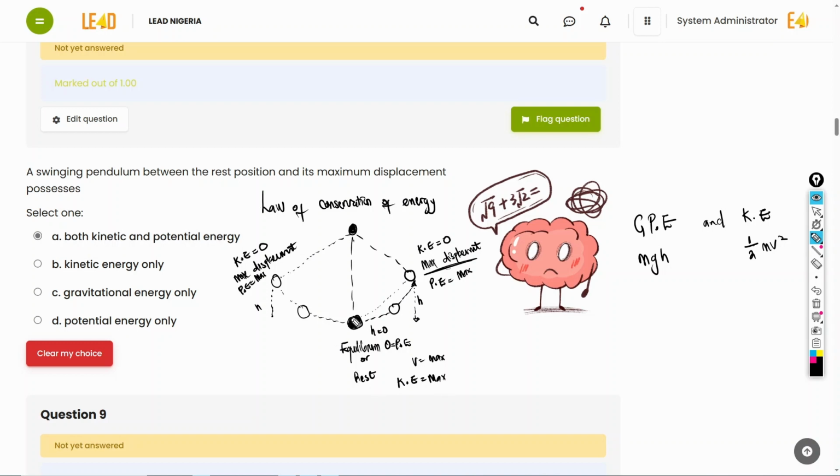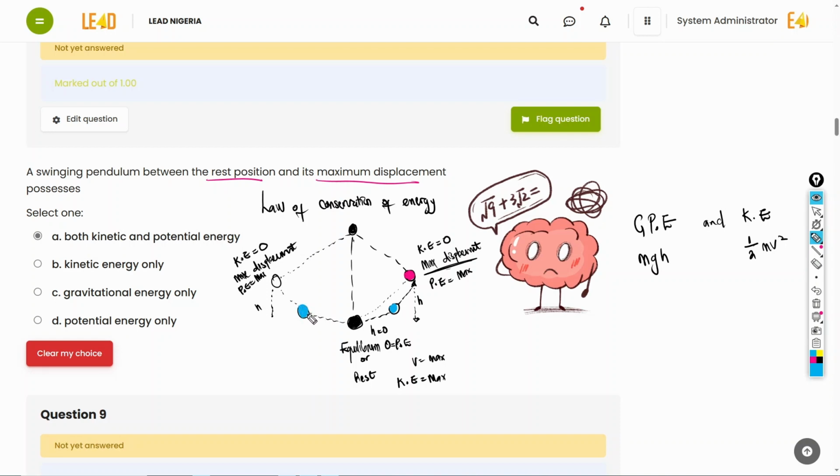So we've established that at the middle here, the rest position, potential energy is zero because there's zero displacement, and kinetic energy is maximum. We've also established that at the end points, kinetic energy is zero because the object literally stops, so there's no velocity, but potential energy is now maximum because of the high displacement. So what happens here? Well, because we are being asked for between the rest position and the maximum displacement, our point of focus is actually here and here.